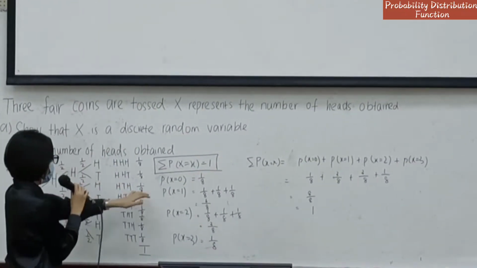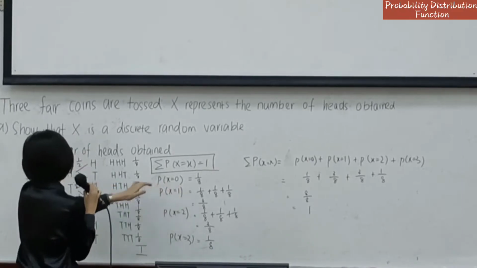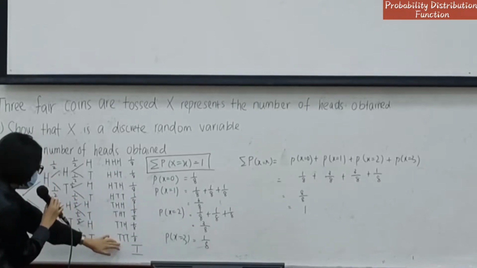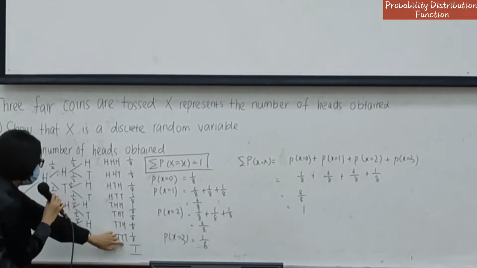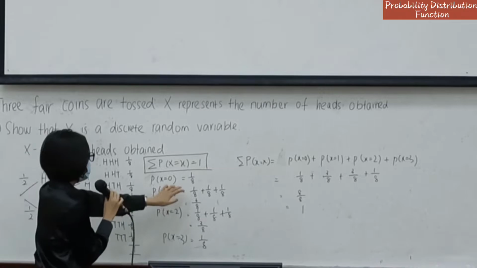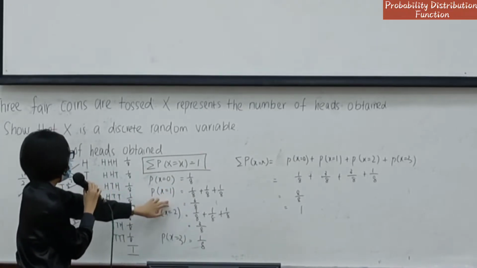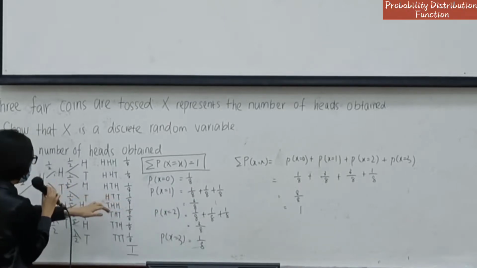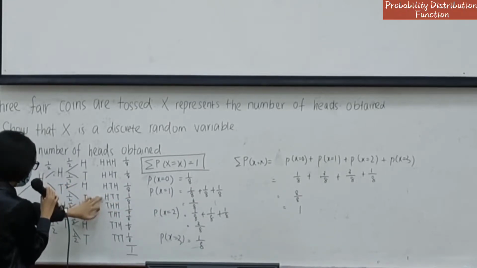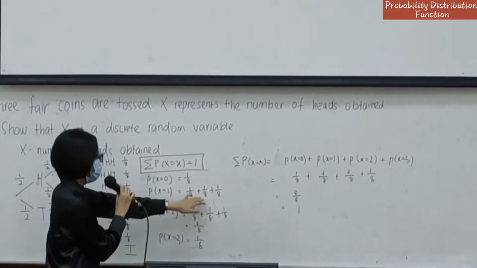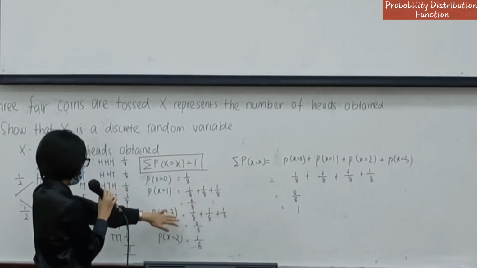So here we see that P(X=0) means no heads out of 3, so all tails. So it's 1/8. And for X=1, which is 1 head out of 3, we can see head, tail, tail; tail, head, tail; and tail, tail, head. So we add 1/8, 1/8, and 1/8, we get 3/8.